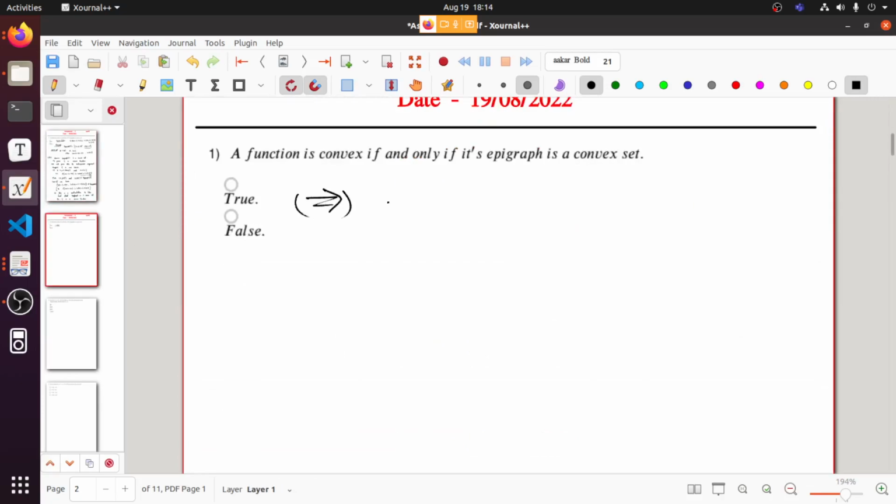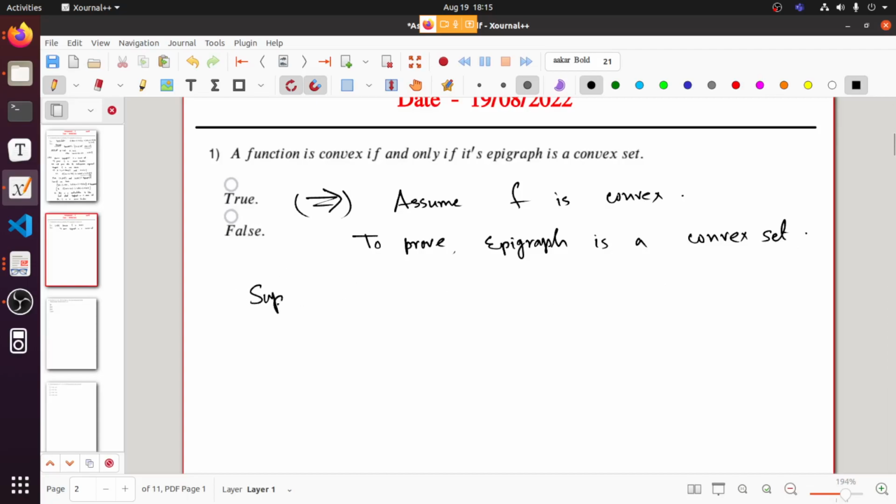So what do we have to prove? Assume f is a convex function. F is convex. And what we have to prove? To prove epigraph is a convex set, right? So again we prove by contradiction. So assume that epigraph is not a convex set. So suppose epigraph of f is not a convex set.